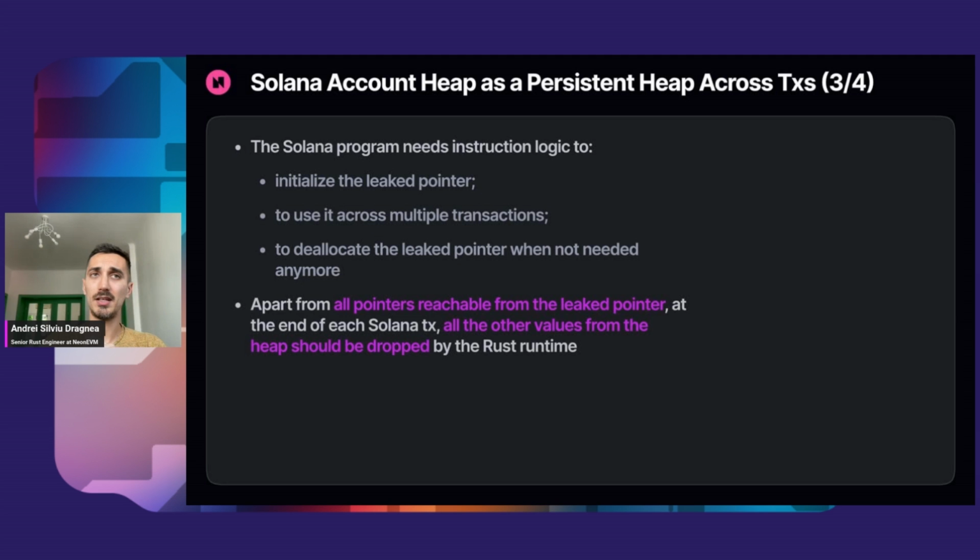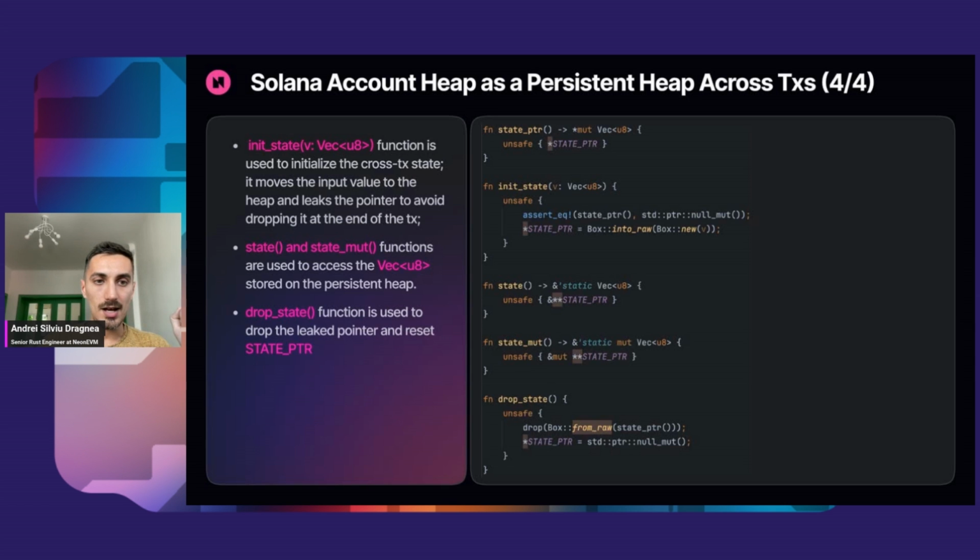And it's a very interesting thing. If everything works correctly, apart from all the pointers reachable from the linked pointer, so basically if you have a tree of allocations and all the state that is reachable from your state, like other heap allocations allocated inside your state object, they should be deallocated at the end of each Solana transaction by the Rust runtime, because an ideal Rust program at the end drops every value and deallocates all the memory of the heap that was allocated during its execution.